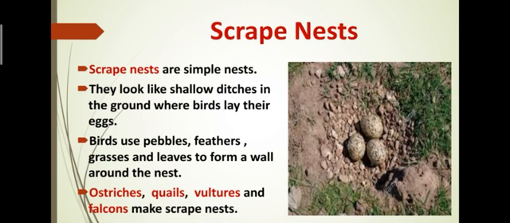Scrape nests. These are simple nests which look like a shallow ditch on the ground, and they are made of pebbles, feathers, grasses, and leaves. Examples of birds who make these nests are ostriches, quails, vultures, and falcons.